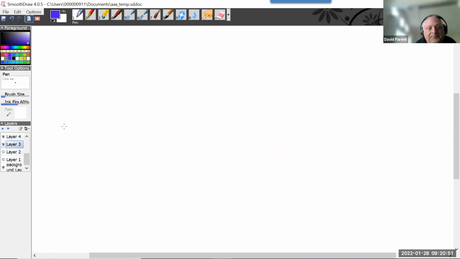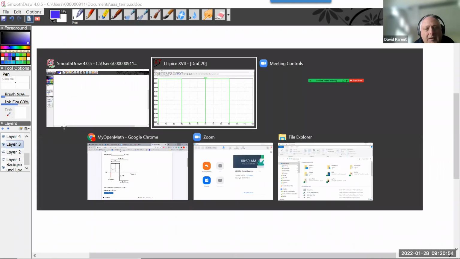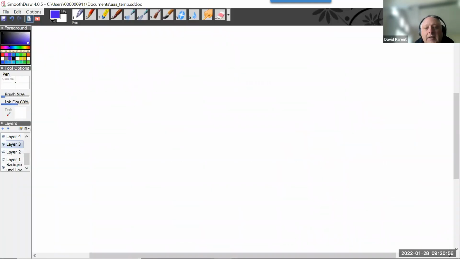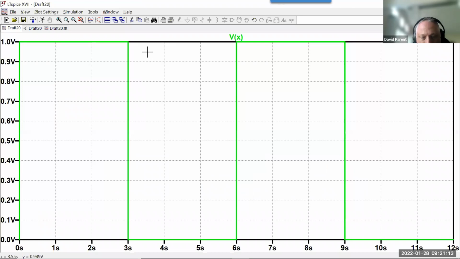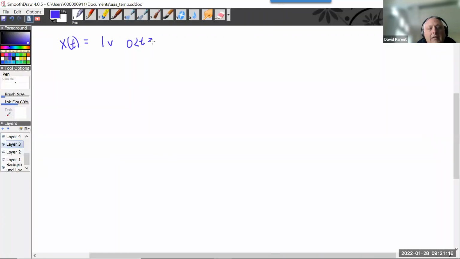The math should be easy. Oh, did I keep it at 2 volts? No, I kept it at 1. So let's just make everything easy. So x(t) is going to equal 1 volt when t is between 0 and 3, and it's 0 volts when t is greater than or equal to that.